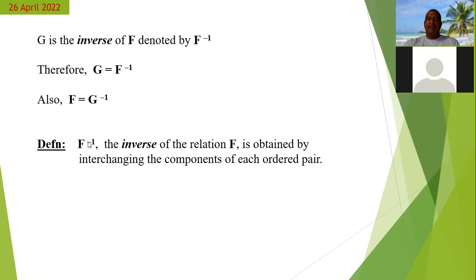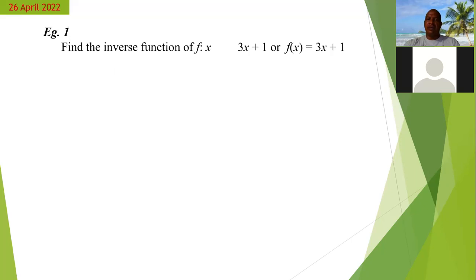All right, so the definition of an inverse function: f to the minus 1 is the inverse of the relation f and is obtained by interchanging the components of each ordered pair. So what was x becomes y, and what was y becomes x. That's what the inverse function does.